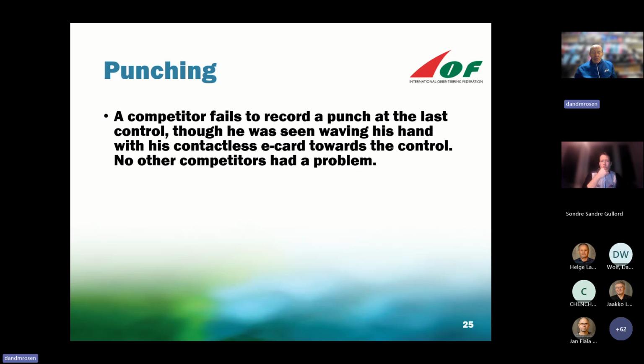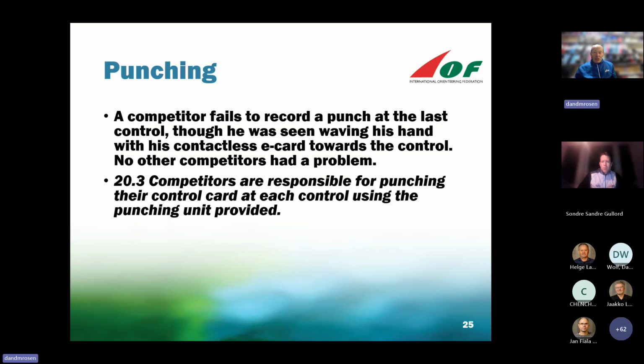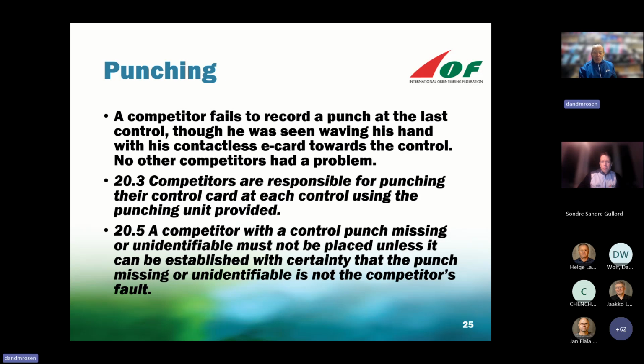What about punching? A competitor fails to record a punch at the last control, though he was seen waving his hand with his contactless card towards the control, but no other competitors had a problem. So the rule is competitors are responsible for punching their control card at each control using the punching unit provided. And a competitor with a control punch missing or unidentifiable must not be placed unless you can be quite certain that the punch missing or unidentifiable is not the competitor's fault.